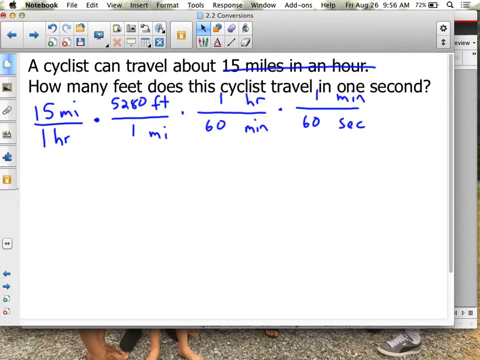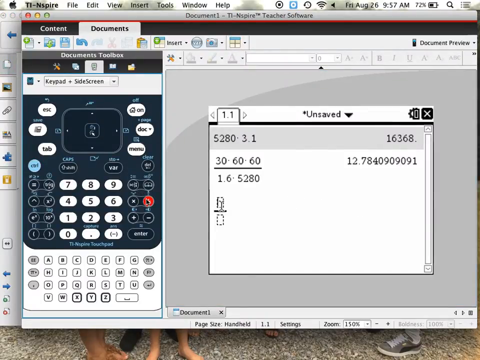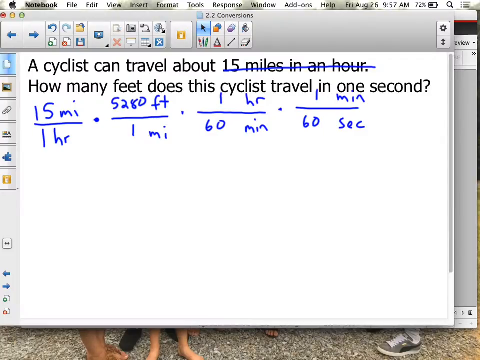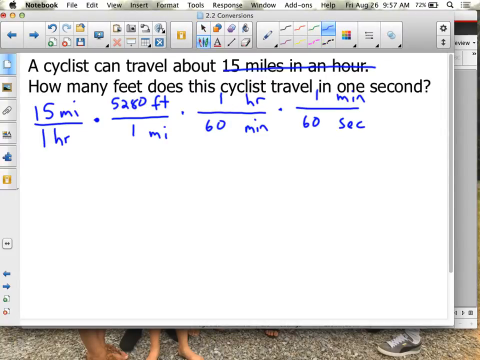Going back to our calculator, I'll do that control division again. That makes that fraction template. And we have 15. And I think we're multiplying by the number of feet in a mile, 5,280. And we're going to divide that by 60 times 60. So a cyclist who travels at 15 miles per hour is traveling 22 feet for every second.